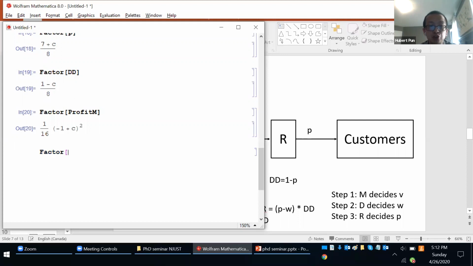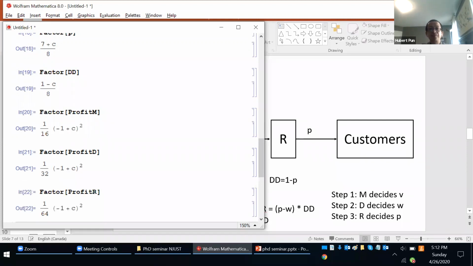And what about the distributor? If we do profit D, then we have 1 minus C squared divided by 32. And the last step would be the profit of the downstream retailer, which is 1 minus C squared divided by 16.